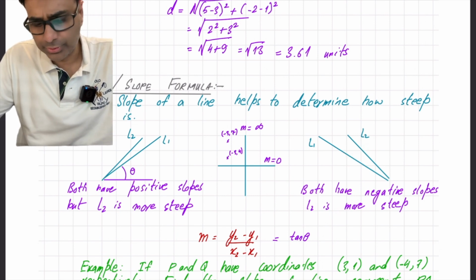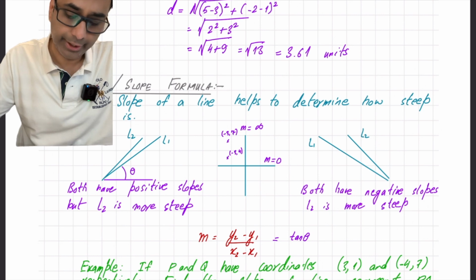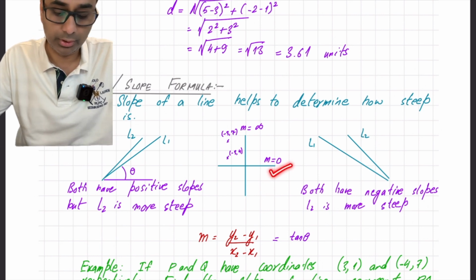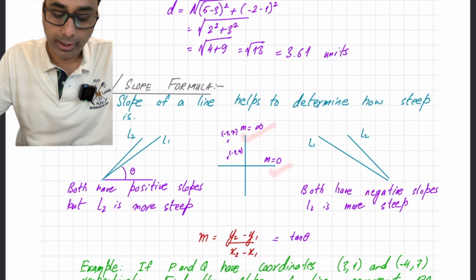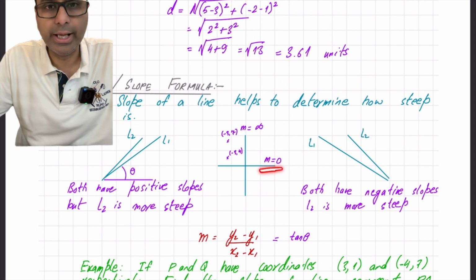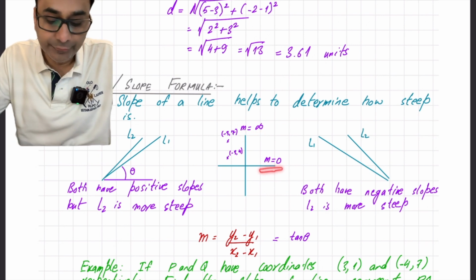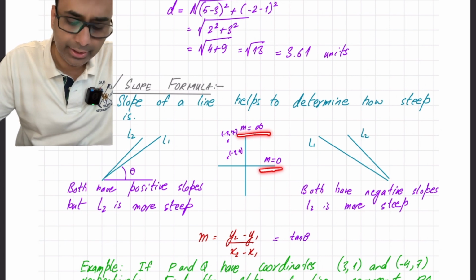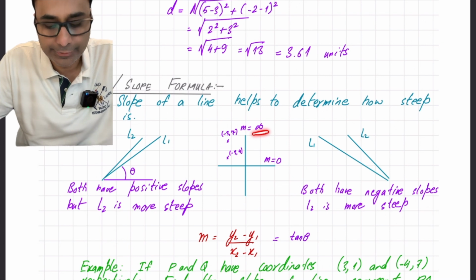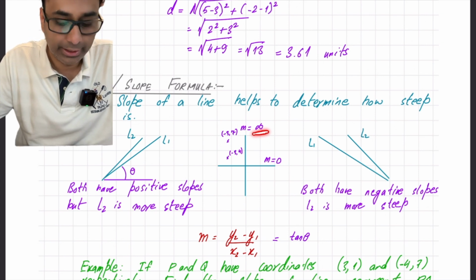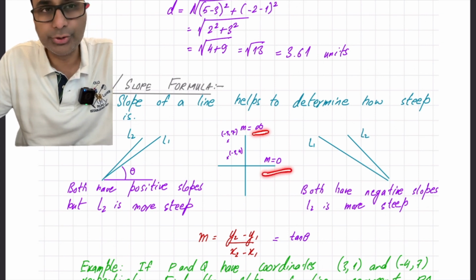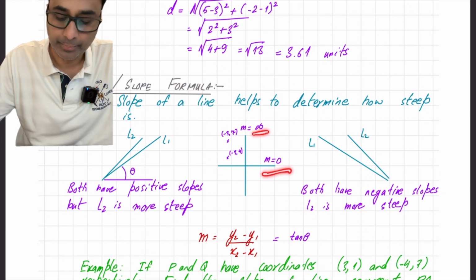Plus, there are a couple of things. You don't apply the formula for a line which is exactly horizontal or exactly vertical. And you must know that a horizontal line has zero gradient, and a vertical line has a very large gradient. In math, we call a very large value infinite. So the vertical line has an infinite gradient and a horizontal line has a zero gradient.